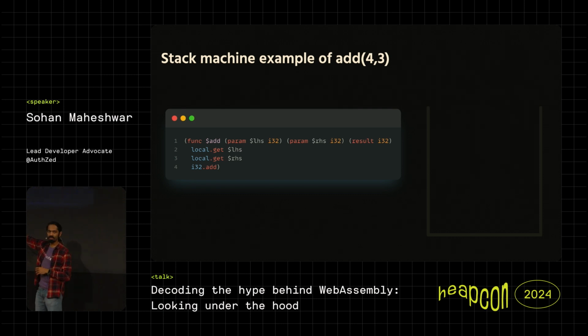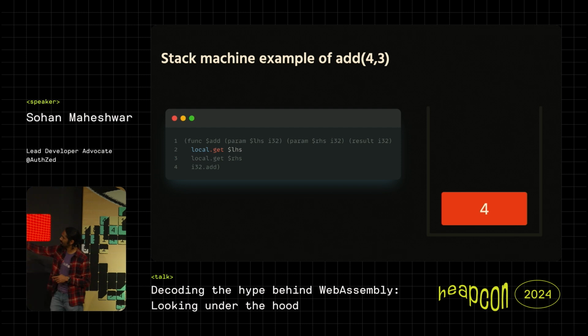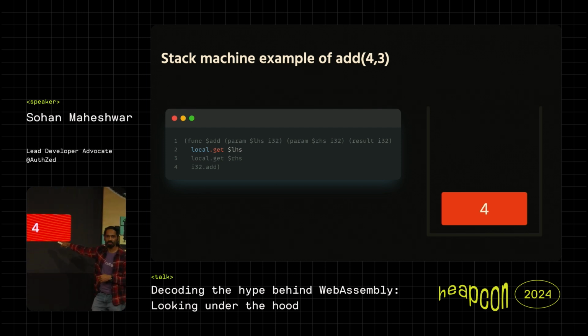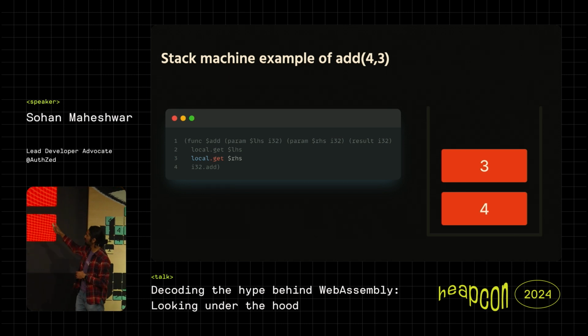So we have this program here. First line, function add, you get 2 numbers and you send a result. Line number 2, you get the left-hand side. Line number 3, get the right-hand side. Line number 4, add it. So how does this look in a stack machine? So we get the first parameter, and we add it to the bottom of the stack. We get the second parameter, and we add it to the stack.